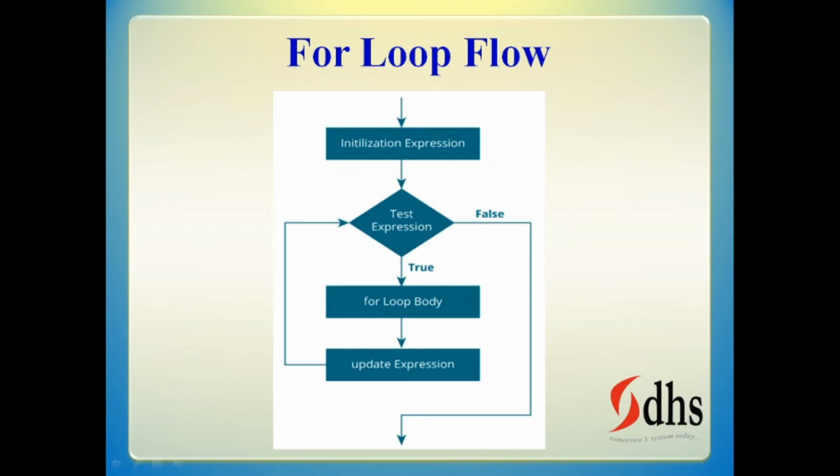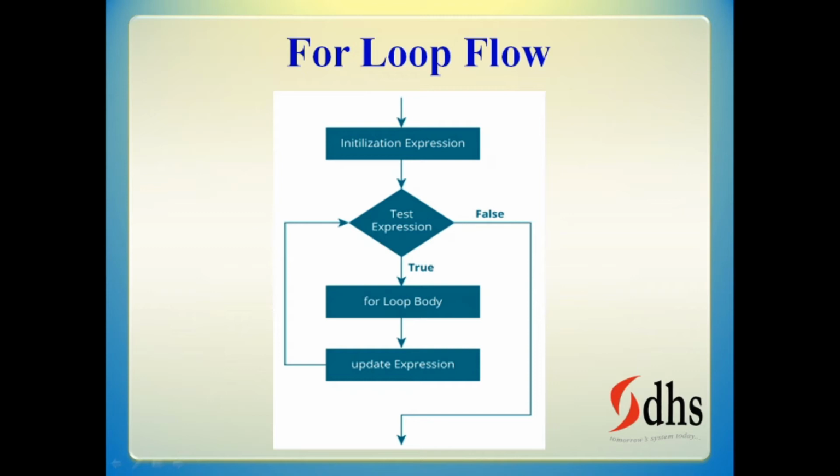Suppose I am initializing c equal to 100, and here testing the condition, c is less than or equal to 10, it becomes false, so it will not enter into the body of the loop, it will go out directly. Suppose I am initializing c equal to 1, here the condition c is less than or equal to 10 is true, so it will execute the body of the loop.